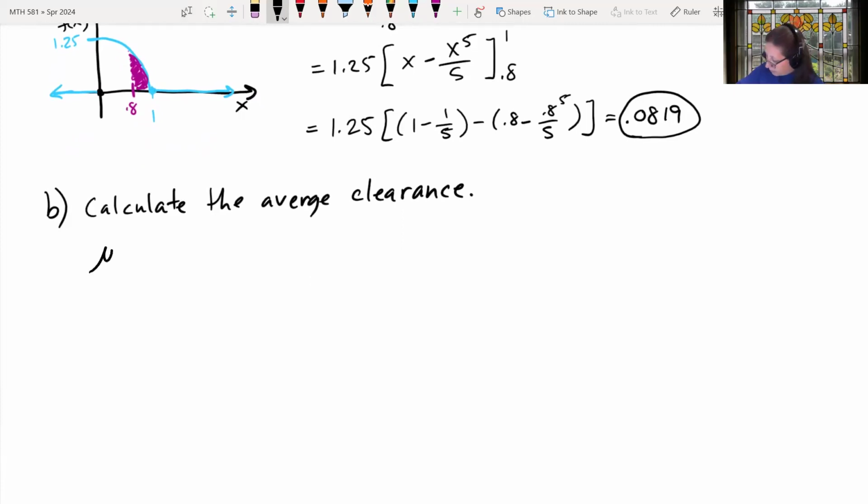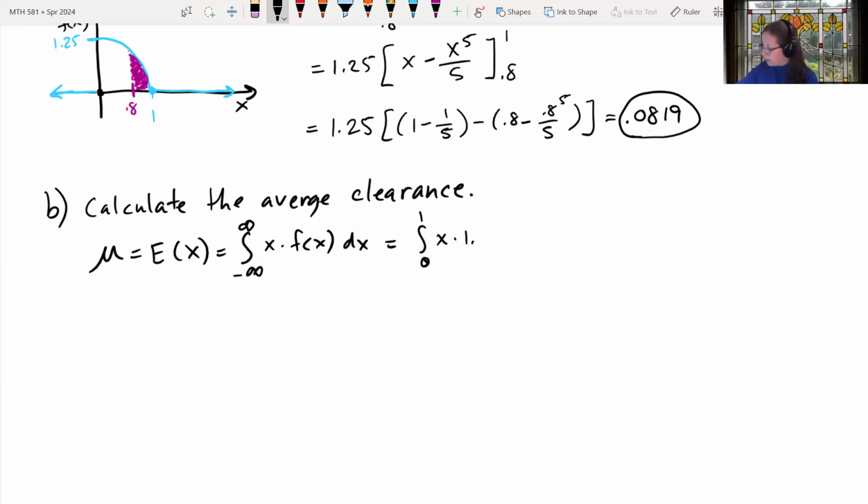So our mu, or expected value of x, in other words, is equal to the integral from negative infinity to infinity of x f of x dx. And our boundaries are just going from 0 to 1. So we'd have our integral going from 0 to 1 of x times the function. So that would be multiplied times 1.25 times 1 minus x to the 4th dx. Again, pulling that 1.25 out in front of my integral.